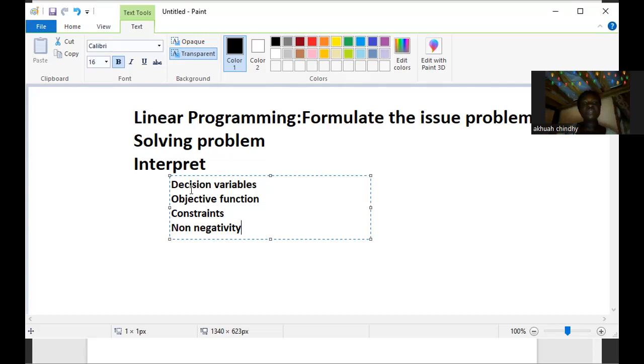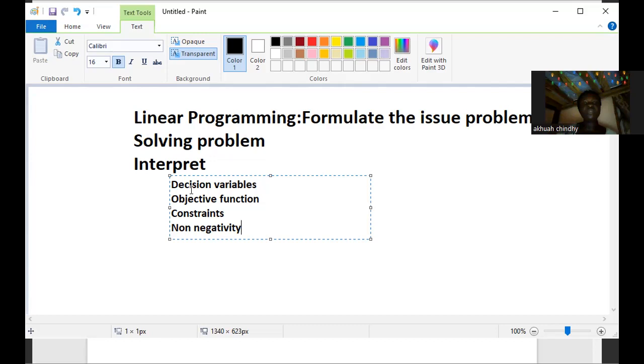So that's what you have to take note of when you're formulating the problem, translating it into mathematical form. Know your decision variables, the objective function, then constraint, and then non-negativity.